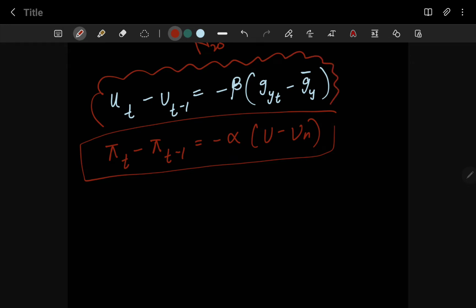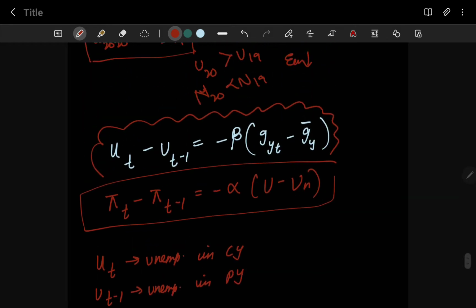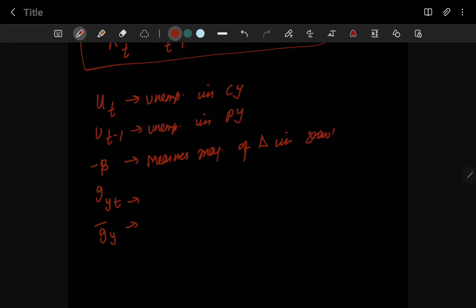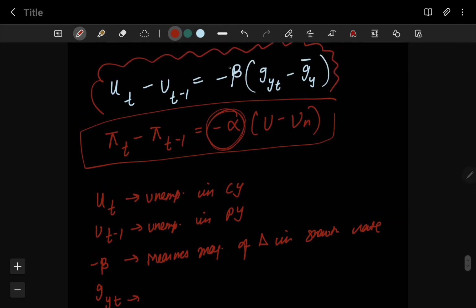Okay? See, UT is unemployment in the current year. UT minus 1 is unemployment in the previous year. Then what do we have? We have minus beta, GYT, minus GY. Beta basically measures the magnitude of change in growth rate. Okay? Like we had alpha over here, we have beta over here.